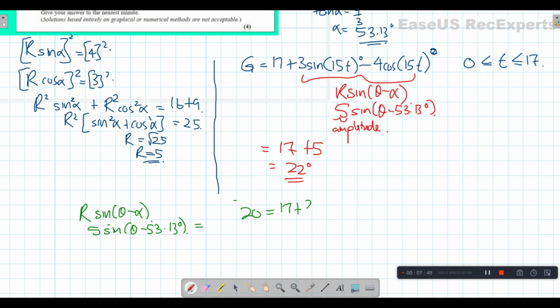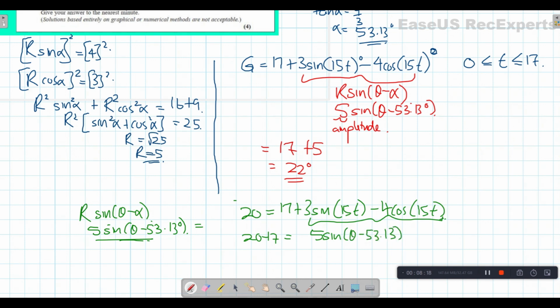20 equals 17 plus 3 sine 15t minus 4 cos 15t. That is what we have to find. So bring the 17 over. So 20 minus 17 equals 3 sine 15t minus 4 cos 15t. We don't have to write that. Instead of writing that, we write 5 sine theta minus 53.13. Now 3 equals 5 sine theta minus 53.13 degrees.